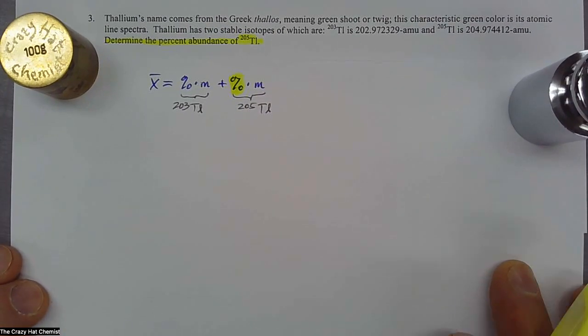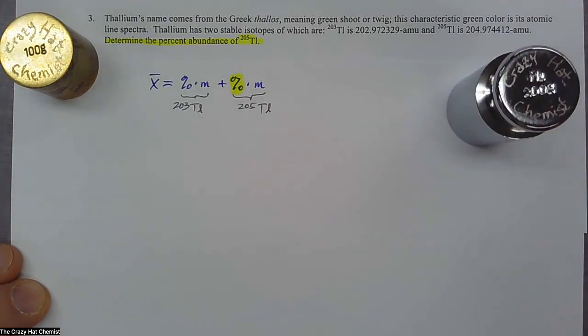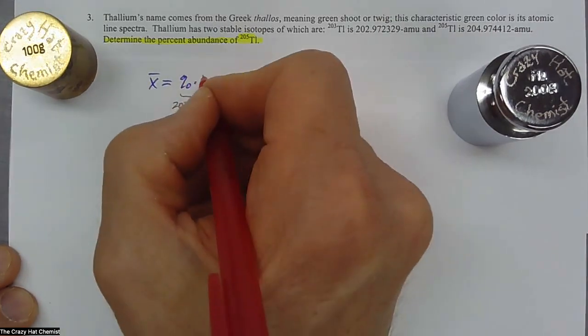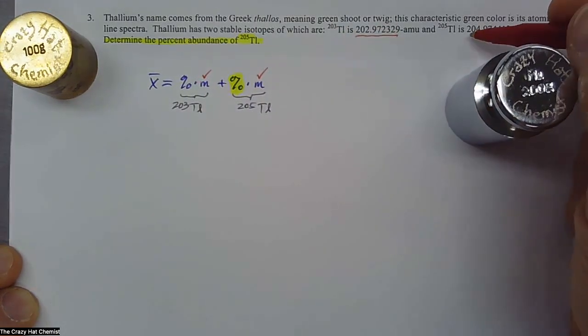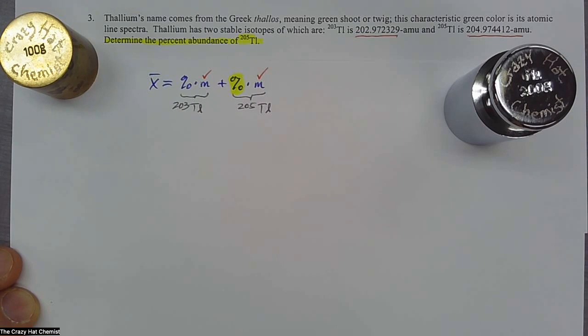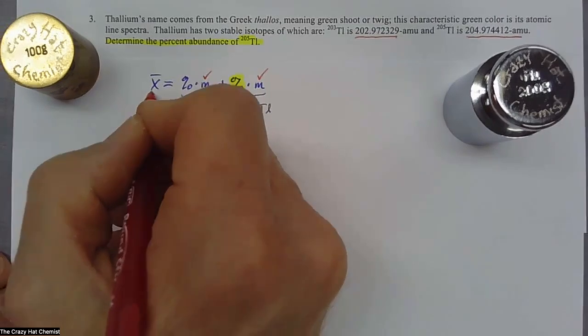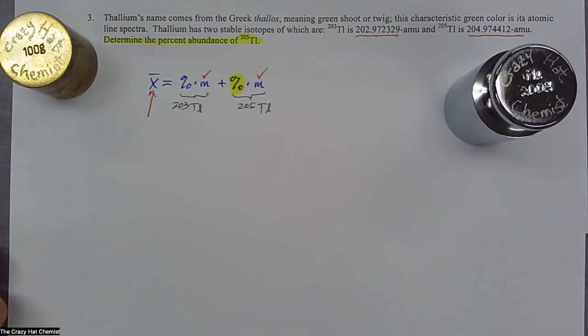That means that we need to know all the other components to this prior to solving it. So what are we given? We are given the mass of the first one and the mass of the second one, here and here respectively. We are not given the percentage of either. We are going to have to acquire this number here, the average atomic mass of thallium, from our periodic table. So we need to look on our periodic table and find the average atomic mass. And it shouldn't be too difficult.